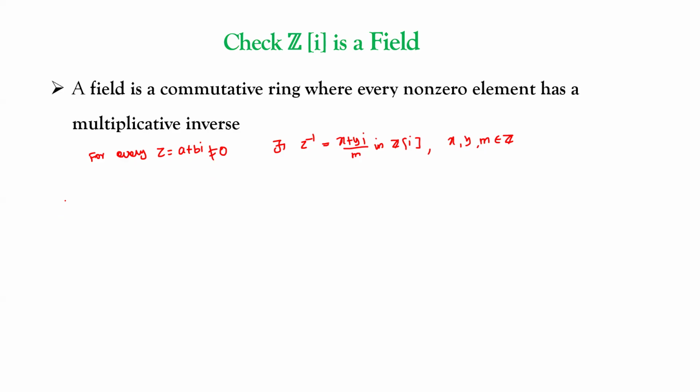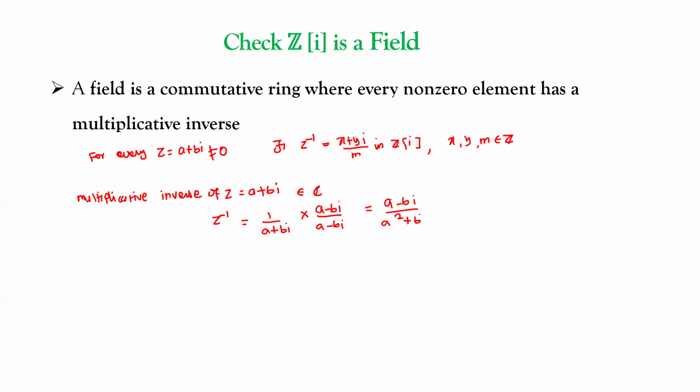First, we go for the multiplicative inverse of Z. Here it is taken as A plus Bi. And Z inverse, this is a complex number. So Z inverse is 1 by A plus Bi. We multiply and divide by its complex conjugate A minus Bi divided by A minus Bi, which is A minus Bi divided by A square plus B square.